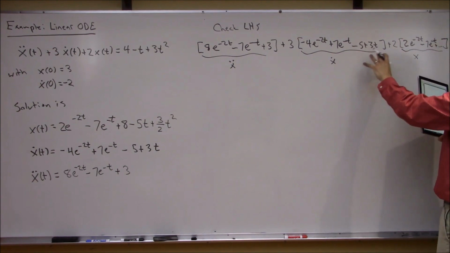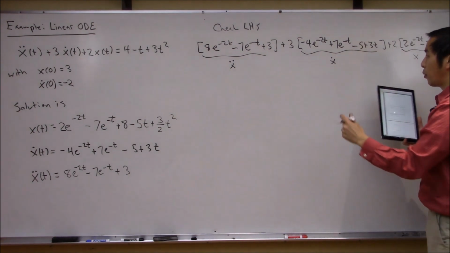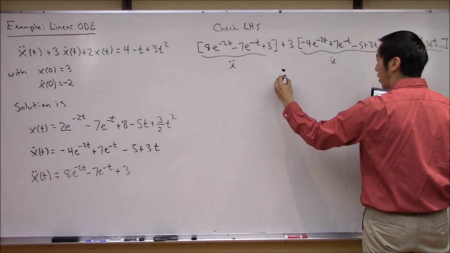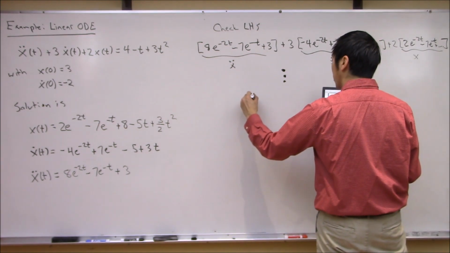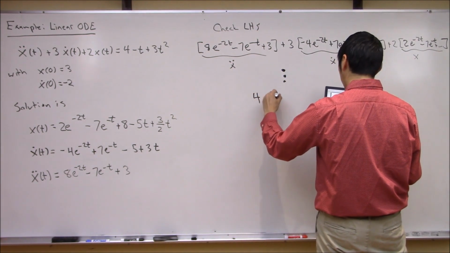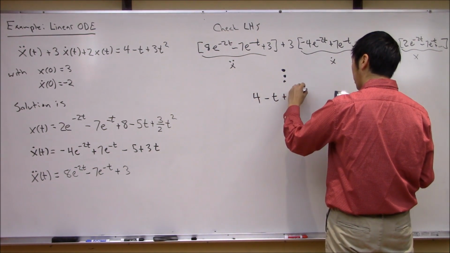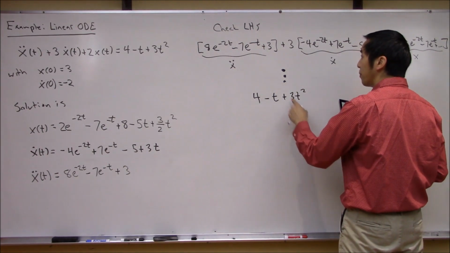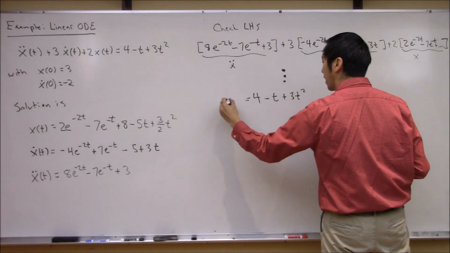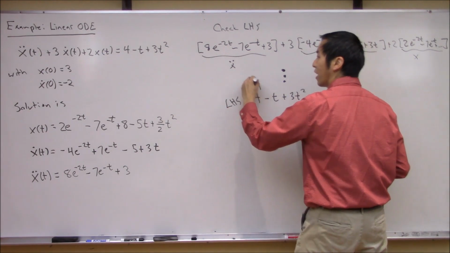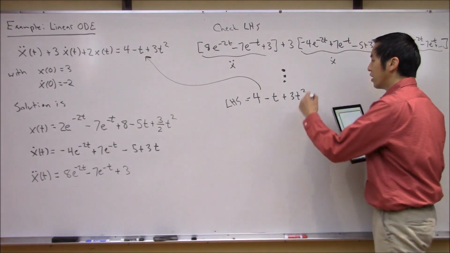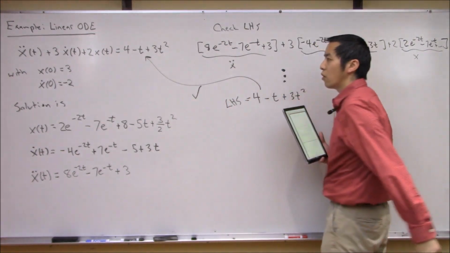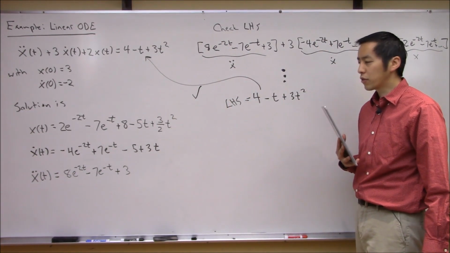So now you can see it's just algebra at this point. So I'm just going to skip all that boring algebra. I'll let you go ahead and collect all of these terms. And at the end of the day, what you're going to end up with is this boils down to 4 minus t plus 3t squared, right? Which is perfect because this is the entire left-hand side. And if you look, this left-hand side does in fact equal the right-hand side. So yes, check. This solves the ordinary differential equation that we started out with.